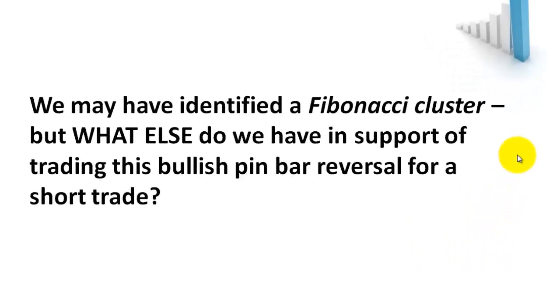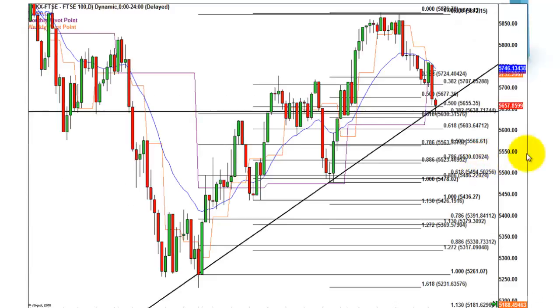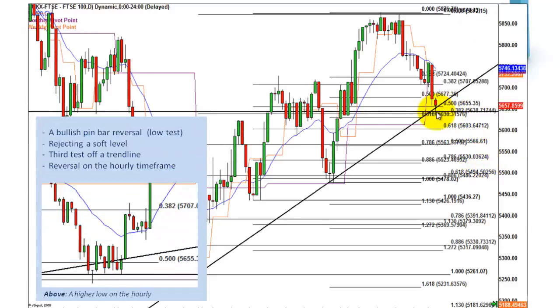But as we just mentioned before, we might have had our Fibonacci cluster. What else do we have in favor of the trade? Well, as we've identified, quite a bit actually. We've got a trend line, third bounce on the trend line. It's a bullish pin bar reversal. We've also got a higher low off the hourly time frame. And we've got a horizontal level as well in support of the trade. So that's how we use Fibonacci clusters in order to build the case for a trade long or trade short.